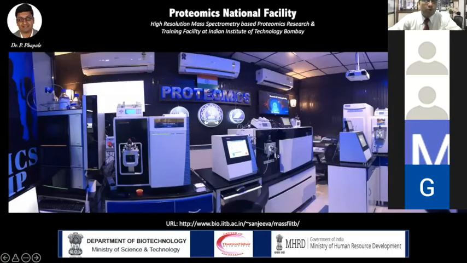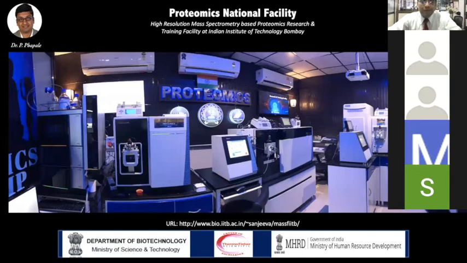Then based on all our work, we were funded very generously by the Government of India to establish the Proteomics National Facility, which is quite well equipped with various types of mass spectrometers. The simple idea of a mass spectrometer is to measure mass accurately. If you look at the Olympic games, when the athletes are tested for any kind of drugs or other substances before the game starts, all of this is tested with the mass spectrometer.